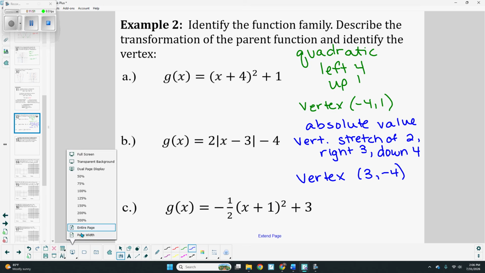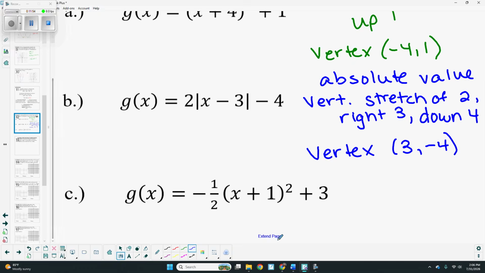I'm going to change how our page looks for a second here, just so we have some room.